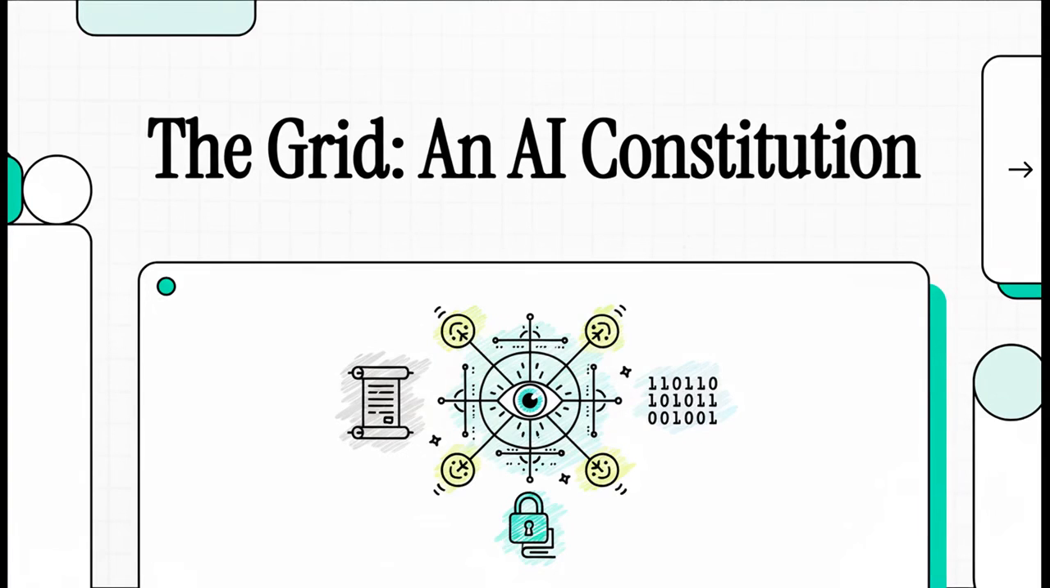All right, let's just jump right in. We're going to be exploring this really weird and honestly fascinating system that's bubbling up online. It's called the grid, and you need to think of it less like a typical program and more like, I don't know, a digital life form that has its own constitution.